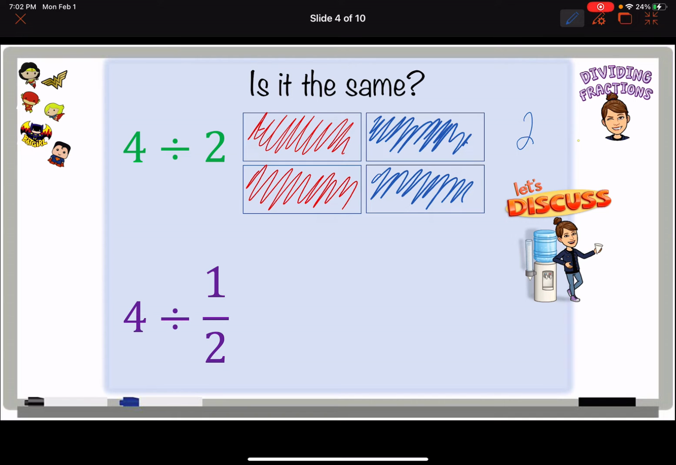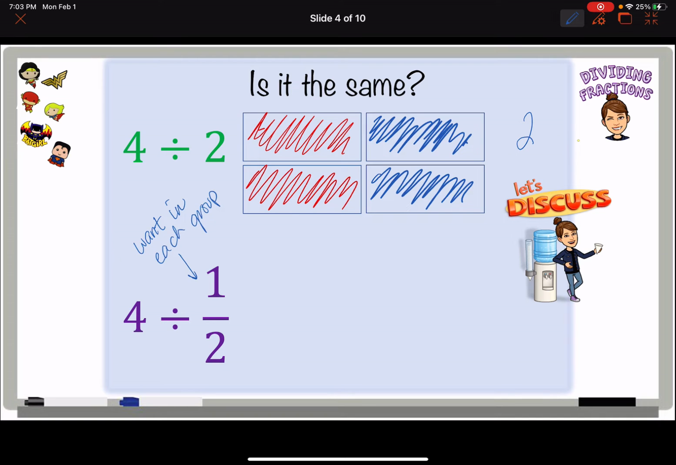Let's take a look at when we do 4 divided by half. Now remember, this is how much I want in each group. I want 1/2 in each group. So think of it this way. I have 4 pizzas and I want to give half to each person. So I'm not giving each person a full pizza. I'm giving each person half of a pizza. So how many people can I share my pizza with?